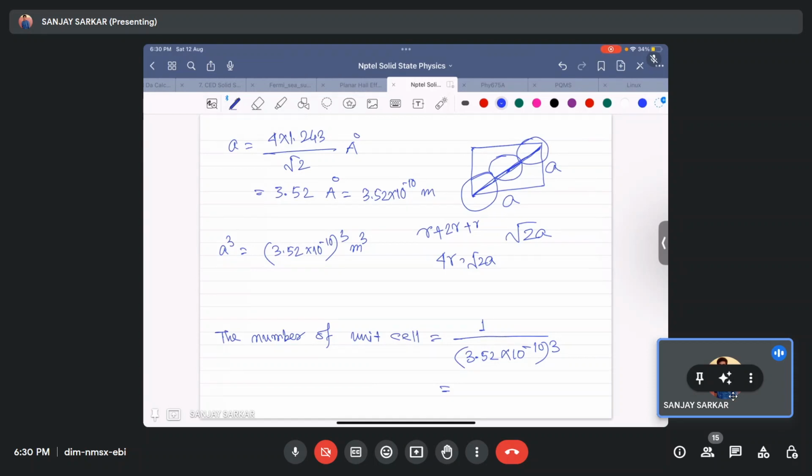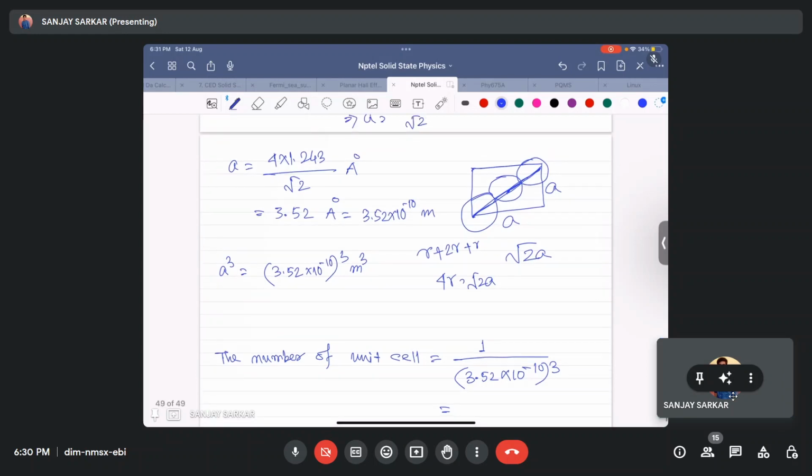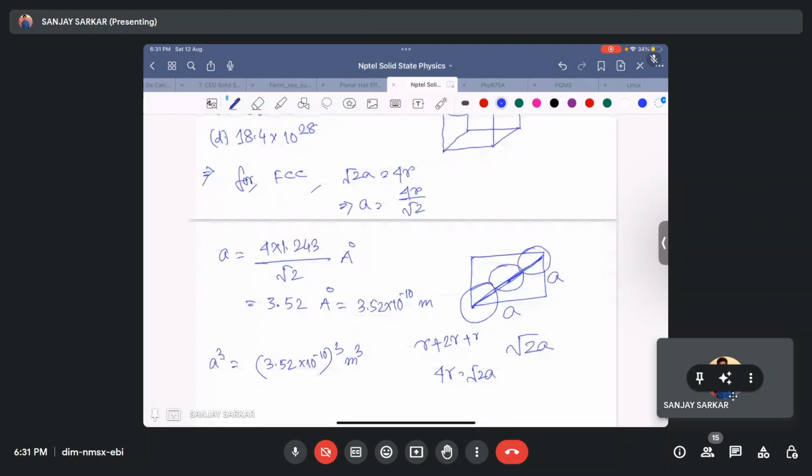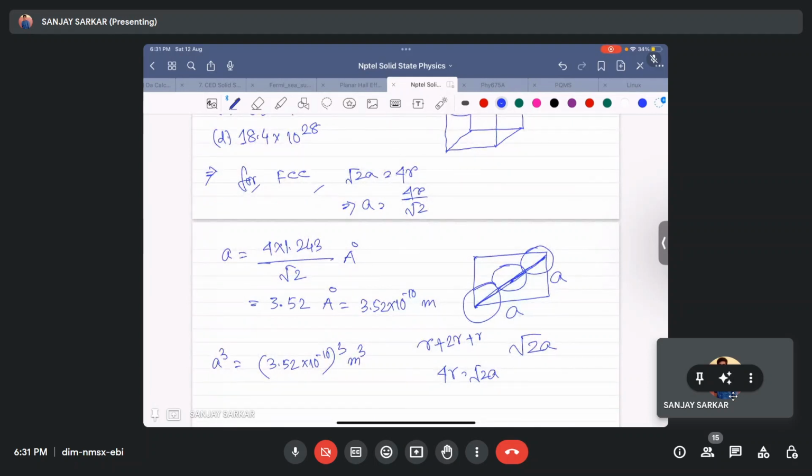It's coming as 2.84. Why is it 2.8? 2.29, sir. Did I do anything wrong? Sir, 2.29, so rounded 2.3. Okay, but wait, let me just do one thing. 4 into 1.243 divided by root 2, which is 3.52, is fine. So 1 by 3.52, I'm getting 2.84. I don't know why.